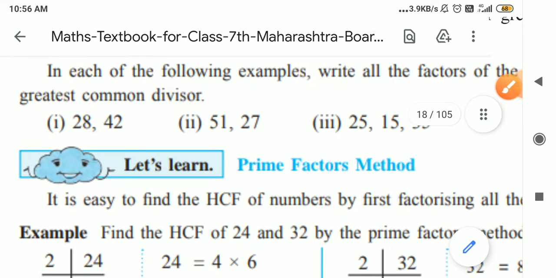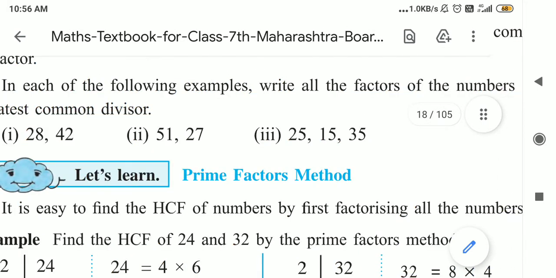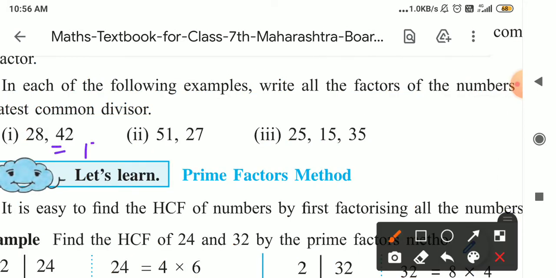Here what they asked is the greatest common divisor, so the greatest common divisor is 14. 14 twos are 28 and 14 threes are 42, which means these two numbers are present in 14's table.